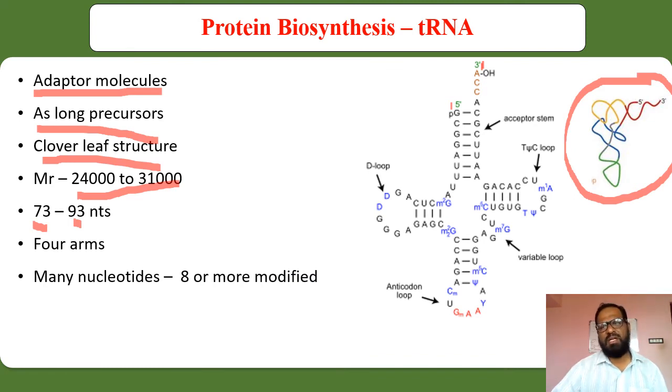Now, if you observe this particular structure, you can see that this is the one arm, this is the second arm, this is the third arm, and this is the fourth arm. Altogether, you can find that there are 4 arms present. This particular arm is called the aminoacyl arm.